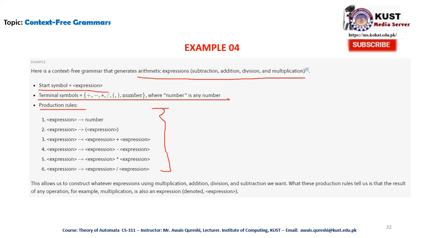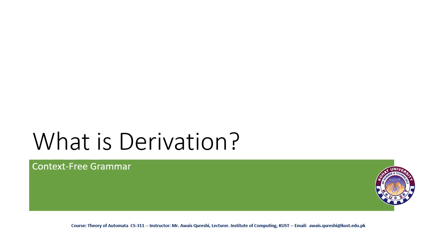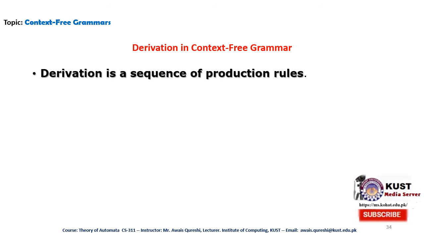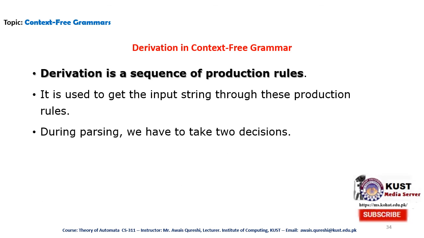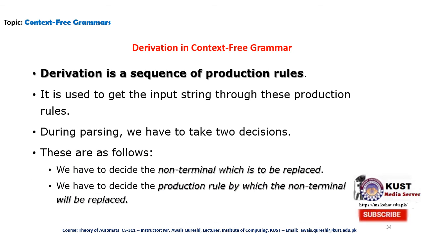You now have a basic idea of CFGs and what is called a derivation. Derivation is a sequence of production rules, and it is used to get the input string through these production rules, and during parsing we have to take two decisions. What are those two decisions? We have to decide the non-terminal which is to be replaced, and we have to decide the production rule by which the non-terminal will be replaced.